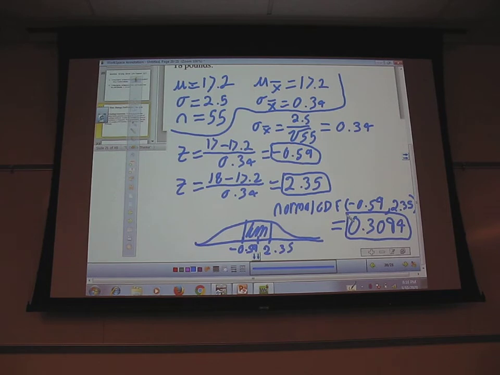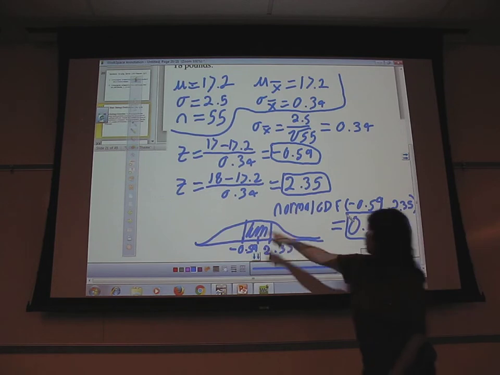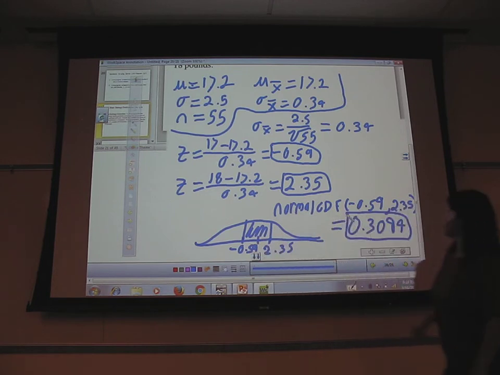The first one, 17 minus 17.2, divided by the new standard deviation, you get negative 0.59. Then you do the same thing for 18, 18 minus 17.2, divided by the new standard deviation of 0.34. You get 2.35, and then you draw the little curve.